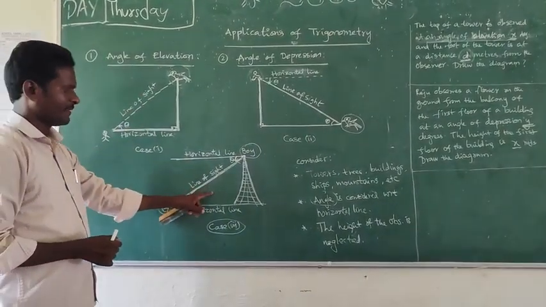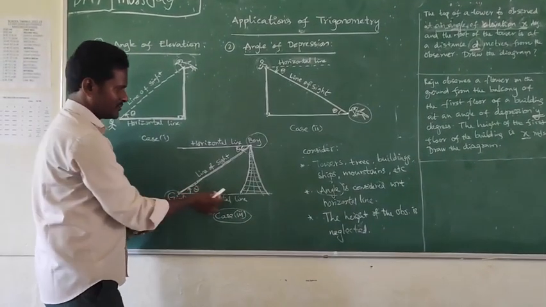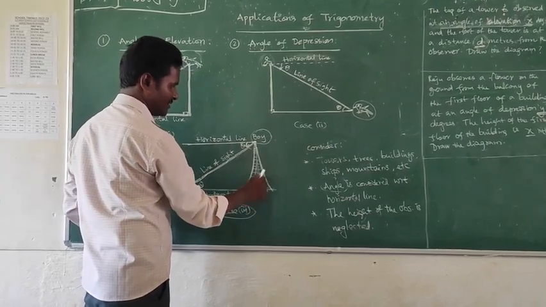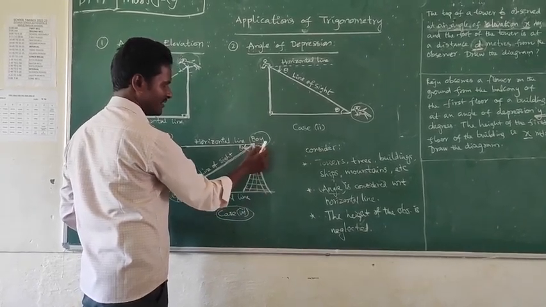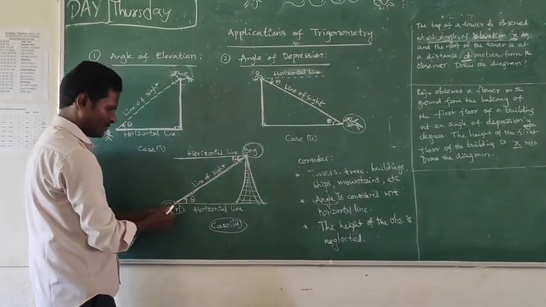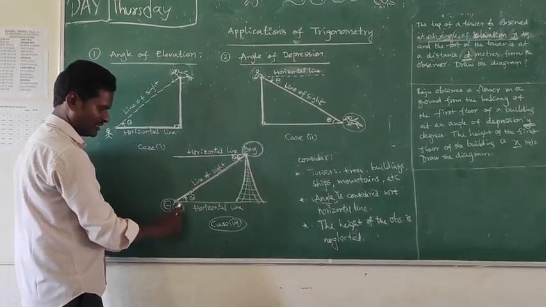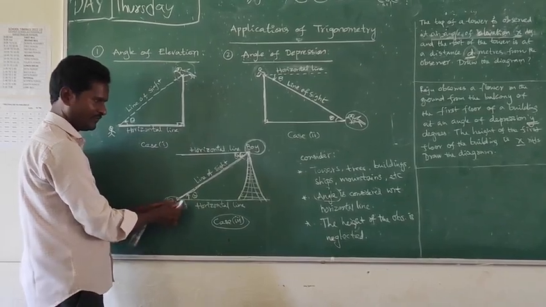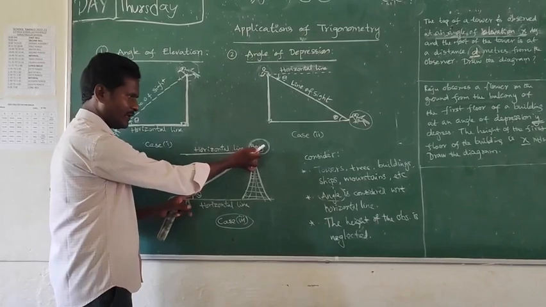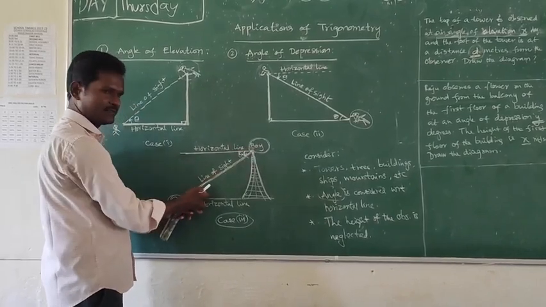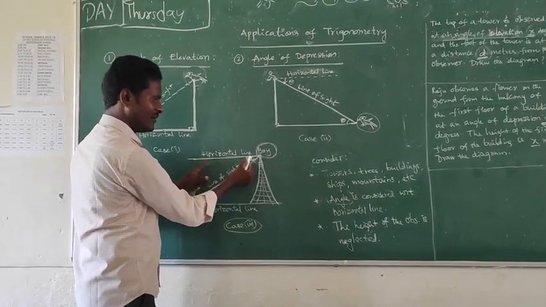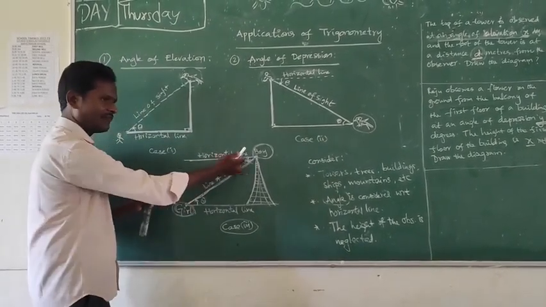Here in the third case, suppose, do you know what this is? This is an Eiffel Tower. Suppose a boy is on the top of the tower. The boy is observing a girl who is standing on the floor. Suppose the boy is observing the girl, the line of sight must be like this, and the horizontal line is like this. So the angle between these two lines is angle of depression.